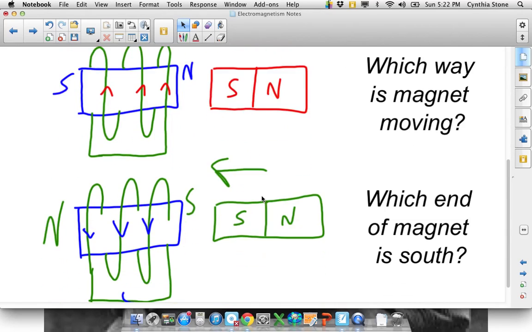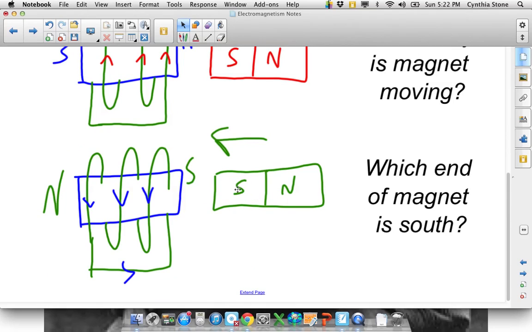And then which end of the magnet is south? Well, the answer obviously is the left-hand side of the magnet, but the reason is if the current's flowing down this way, I use my left-hand rule, which makes this north and this south, and I know I'm pushing it in, so I have to use work to push it in, so this must be south. Because if this was north, I wouldn't have to push on it. It would go on its own.